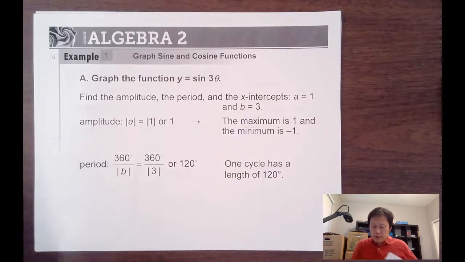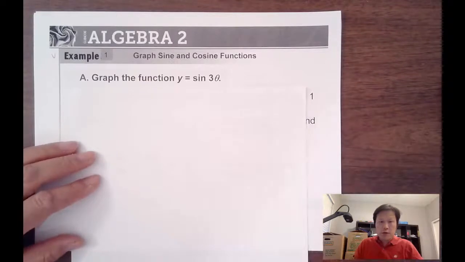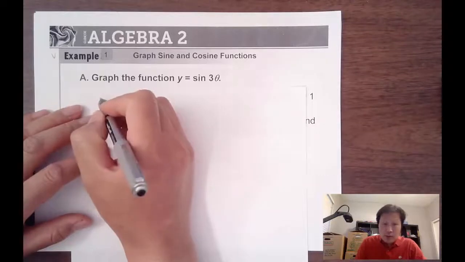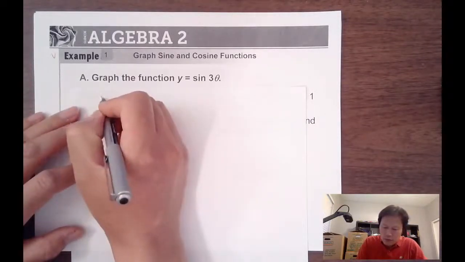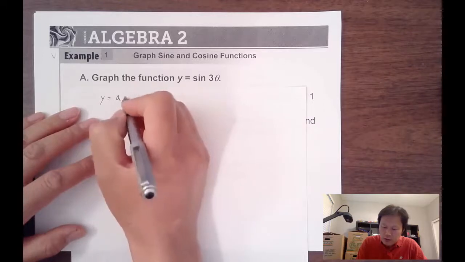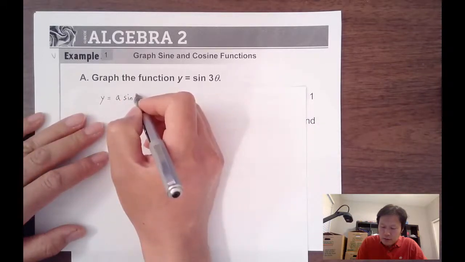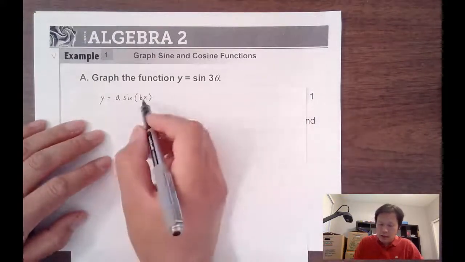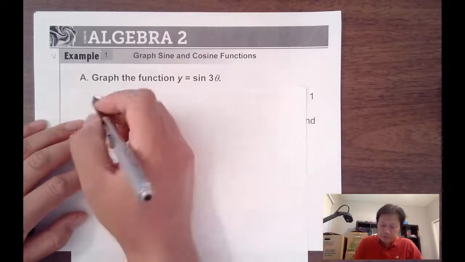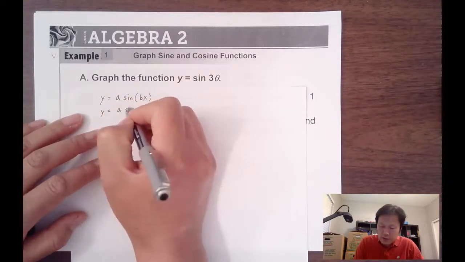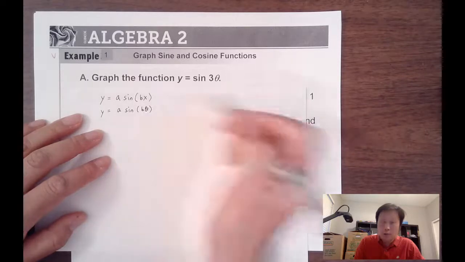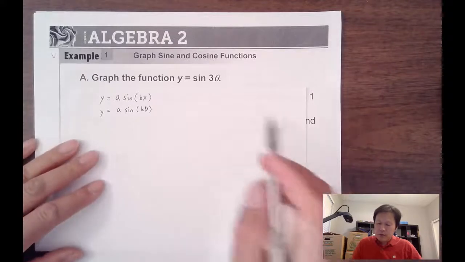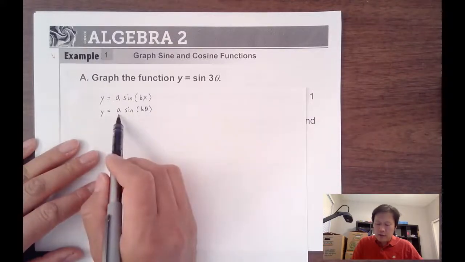So the question is, graph the function y equals sine 3 theta. So y equals a sine bx or b theta, x or theta, that doesn't matter. y equals a sine b theta. They can use a variable x or theta, it does not matter. What matters is the value of a and the value of b.